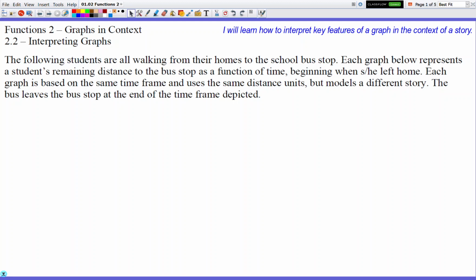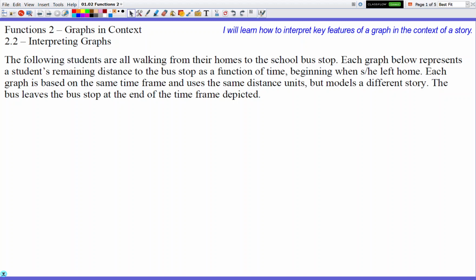Okay, so that statement is important because it tells you exactly what the labels of the x-axis and the y-axis are. The y-axis is going to be, as you'll see very shortly, the remaining distance to the bus stop, and the x-axis is going to be time, beginning when he or she left home. Each graph is based on the same time frame and uses the same distance units, but models a different story. And the bus leaves the bus stop at the end of the time frame depicted.